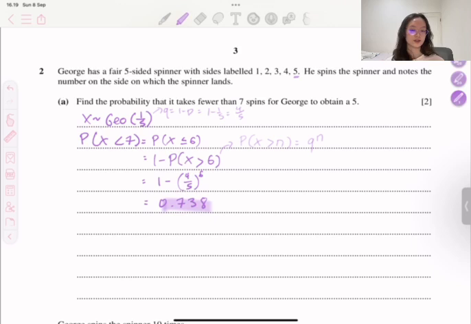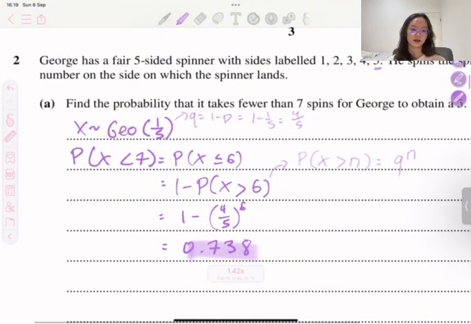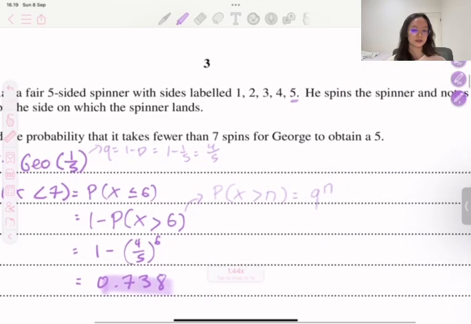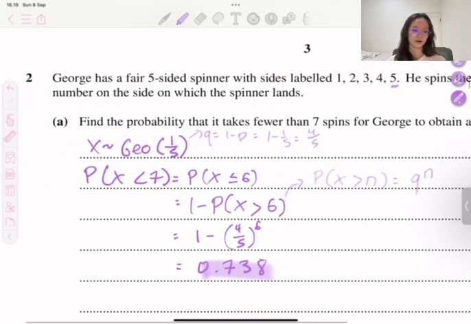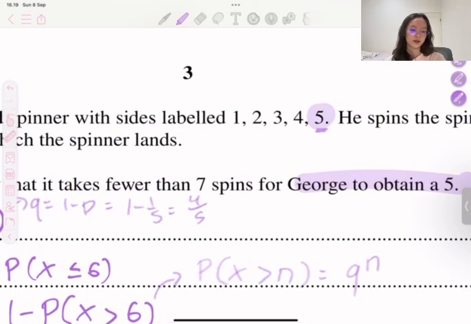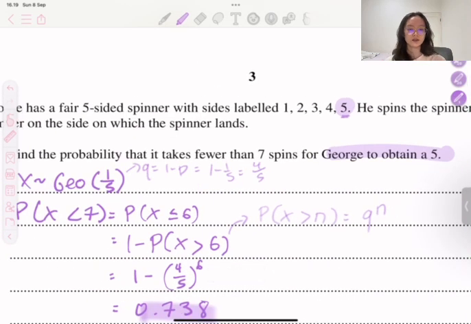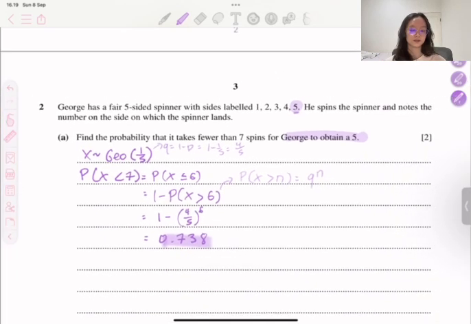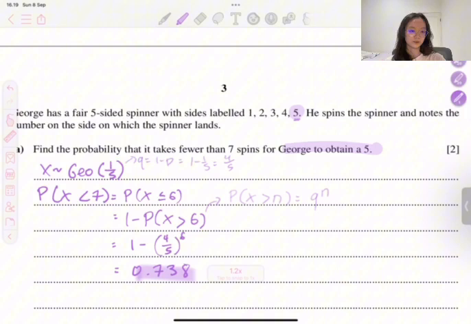So we know the situation is a geometric distribution because we have an infinite number of tries, and the probability of success will be 1/5, as we want George to obtain a 5. So here we have 1, 2, 3, 4, 5. So the chance of obtaining a 5 from the fair 5-sided spinner will be 1/5.